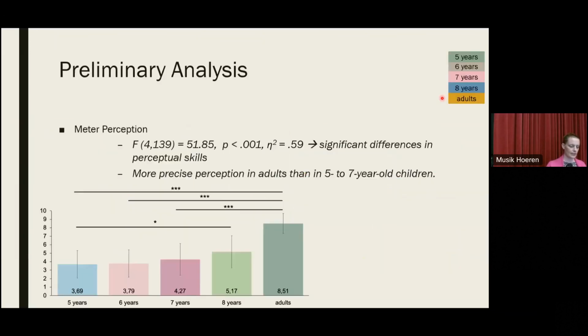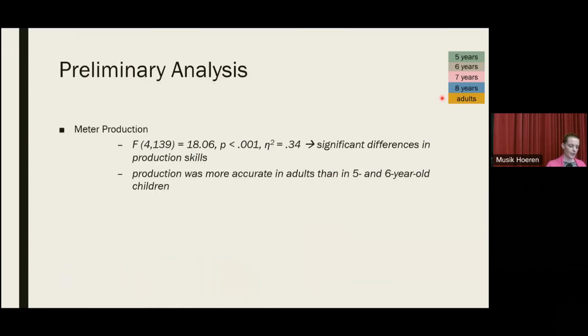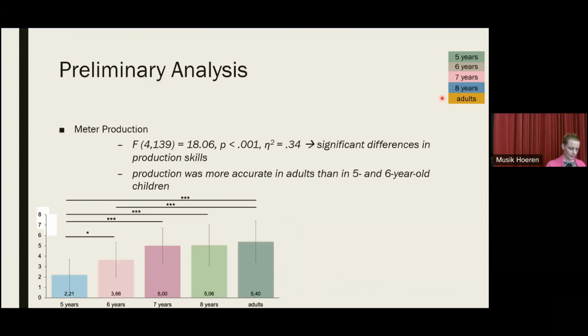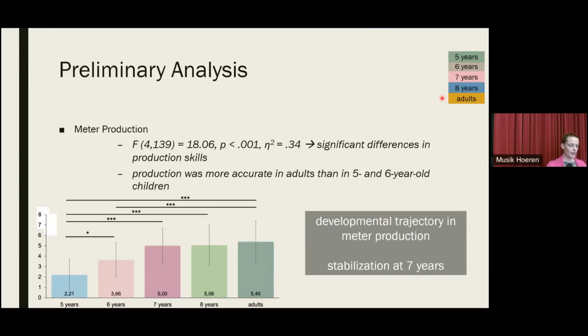What we see in our preliminary analysis is that there is a significant development for the perceptual skills, for meter perception, in the way that adults seem to significantly differ from all the age groups except the 8-year-olds. Then for the meter production part, we again see a developmental trend, and between the age groups earlier on there are significant differences. For example, the 5- and 6-year-olds already differ significantly, and it looks as if at age 7 it reaches some sort of a plateau where the 7-year-olds are quite similar to the adults performing that task.